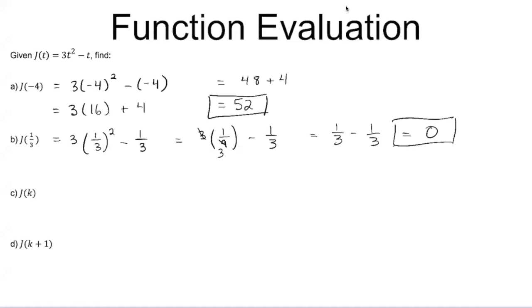Looking at our second example, now I'm substituting 1 over 3. When I square 1 over 3, the result is 1 over 9. 1 over 9 times 3 is 3 over 9, which also reduces to 1 over 3. But I also remember I have to subtract 1 over 3. When that occurs, I am left with 1 over 3 minus 1 over 3, which equals 0.